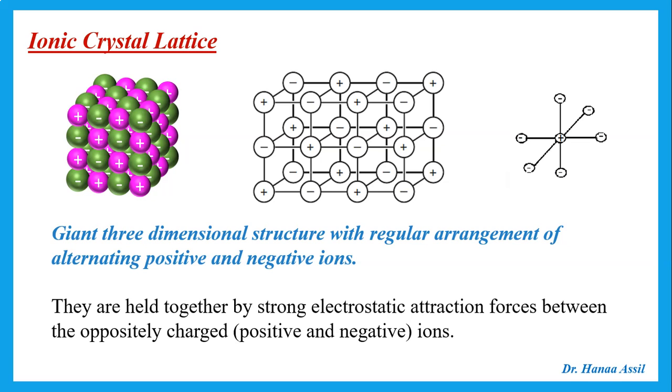All these positive, negative, when we have oppositely charged particles, they are attracted to each other, and this kind of attraction is called electrostatic attraction forces. So in the ionic crystal lattice, it has a high melting point. Why? Because there is strong electrostatic attraction forces between what? Between positive and negative ions, or between oppositely charged ions. So this is in the ionic crystal lattice.